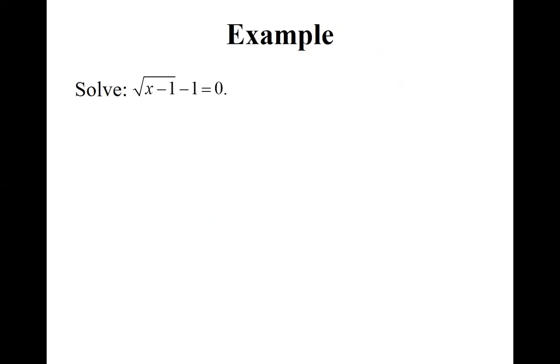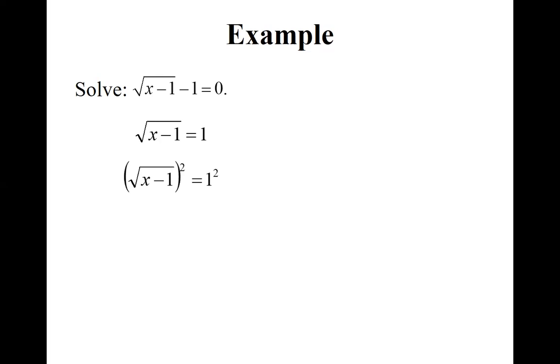So if we had the square root of x minus 1 minus 1 equals 0, we don't want to square both sides yet because that's going to be overly complicating things. It won't get rid of the radical. We've got to get the radical by itself first. So add 1 to both sides. Radical x minus 1 equals 1. Now we can get rid of the square root by squaring both sides.